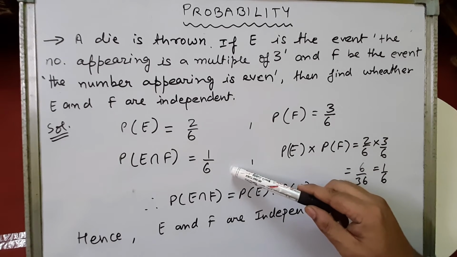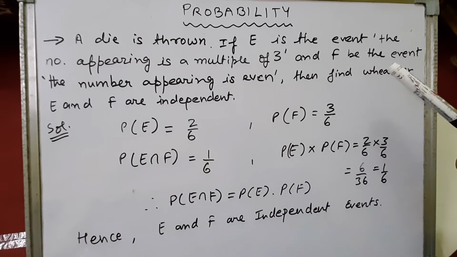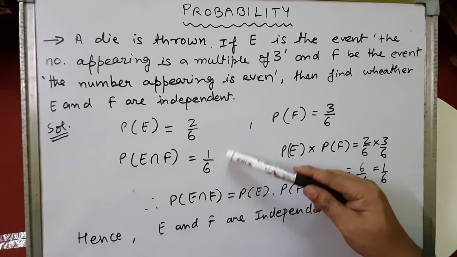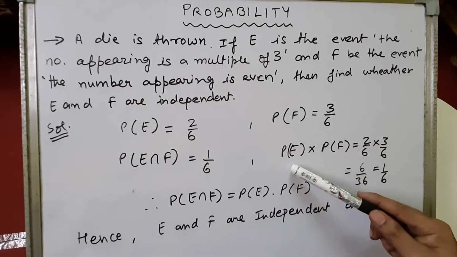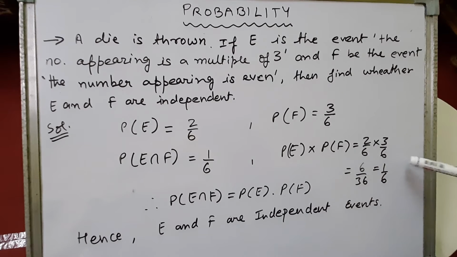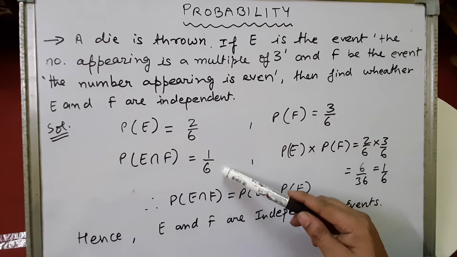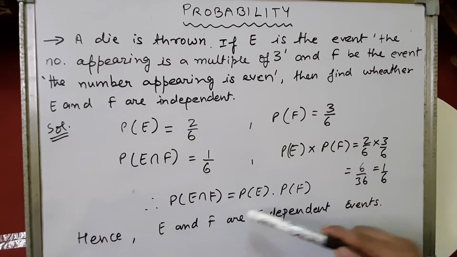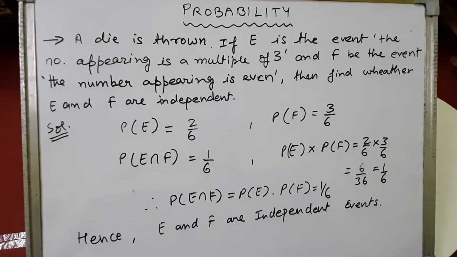And what is the intersection of E and F? A number that is a multiple of 3 and an even number. There is only one number which is a multiple of 3 as well as an even number, which is 6. So the probability of E intersection F is 1 by 6. If we multiply probability of E into probability of F, that will be 2 by 6 into 3 by 6, which is 6 upon 36. When we cancel, we get 1 by 6. So probability of E intersection F is equal to probability of E into probability of F, and that is 1 by 6. So we can say that events E and F are independent events.